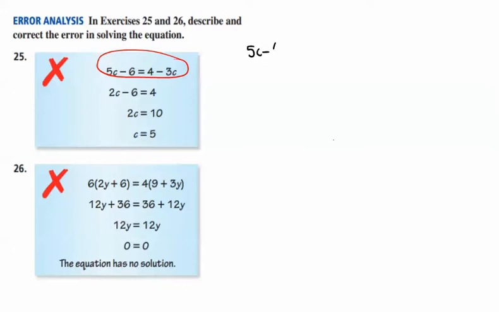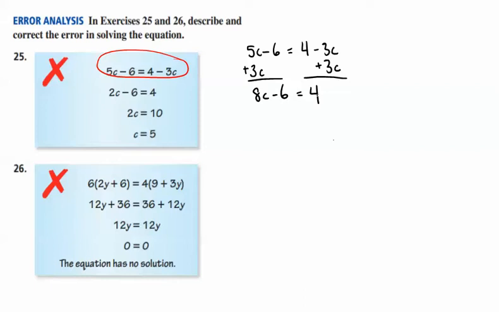We start with 5c minus 6 is equal to 4 minus 3c. And here we see we have an equation with variables on both sides. What we would do normally is, in our case, try to collect all the variables on one side. And the only way we can do that would be by adding 3c to each side of the equation. Well, when we do that, we end up with 8c minus 6 is equal to 4.